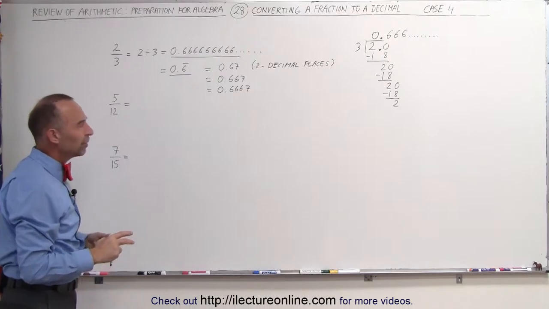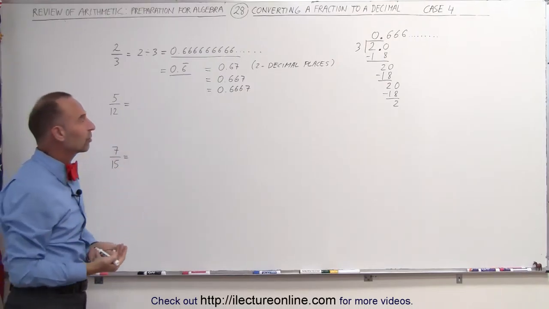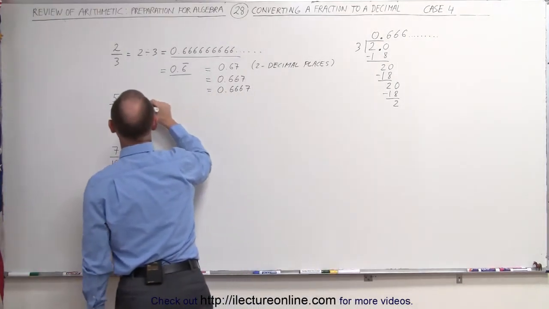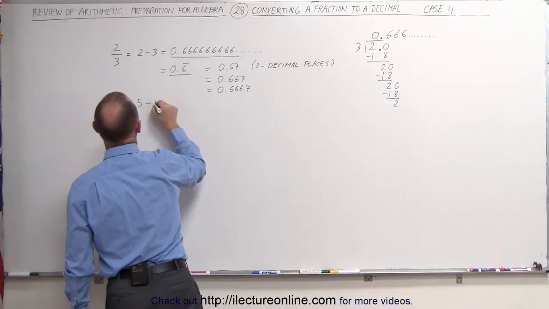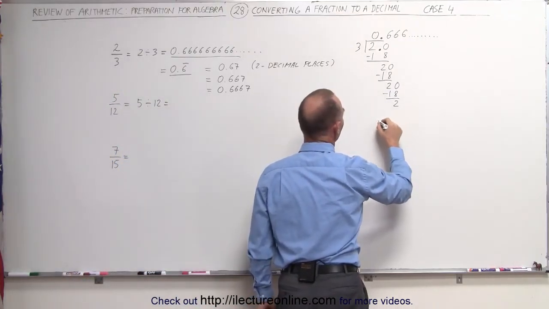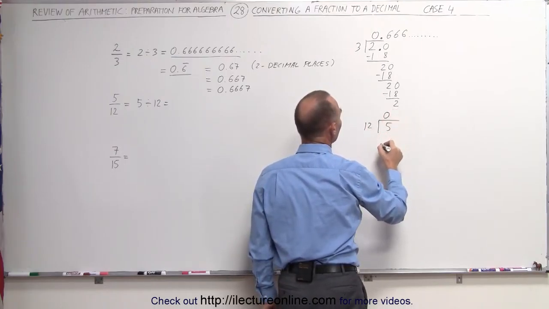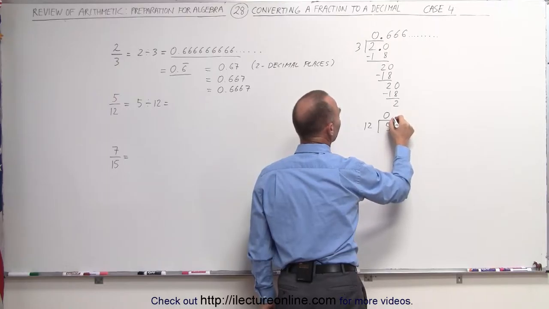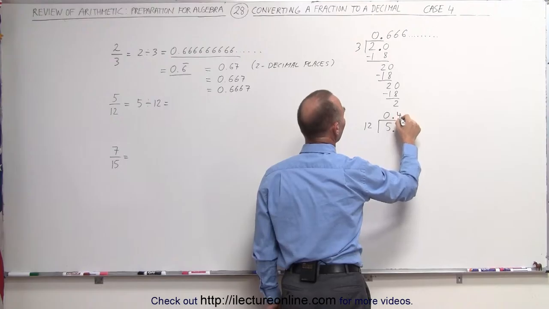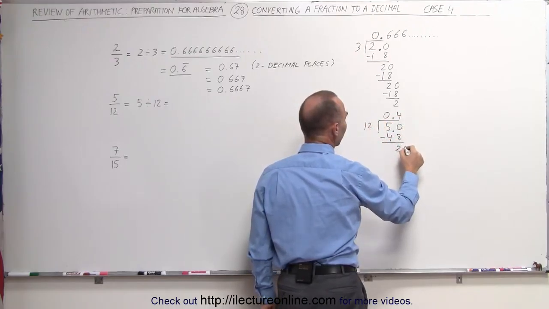All right, if you're a little bit confused, let's now take the second example and see that it really works the same way. Let's come over here. We take the number 5 and we divide it by 12. That's the same as 5/12. So we take the number 5 here and divide it by 12. Well, 12 goes into 5 zero times. We know we have a decimal place here, a decimal place there. We now add a 0. 12 goes into 50 4 times. 4 times 12 is 48. Subtract, we get 2. Drop down a 0.